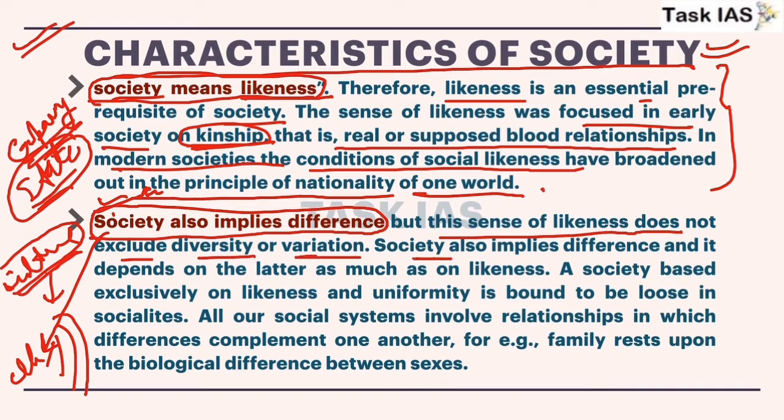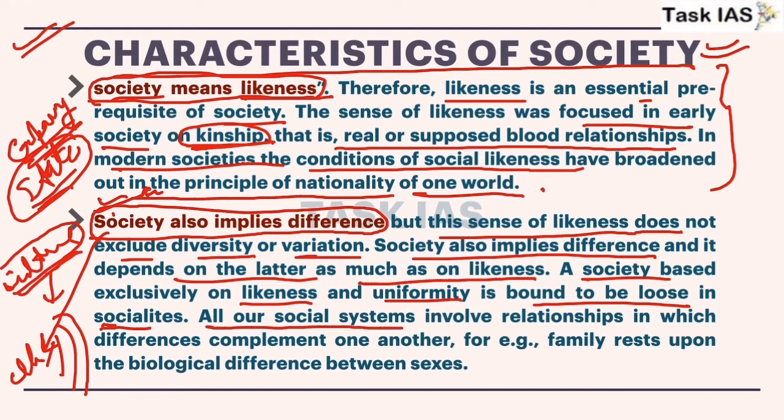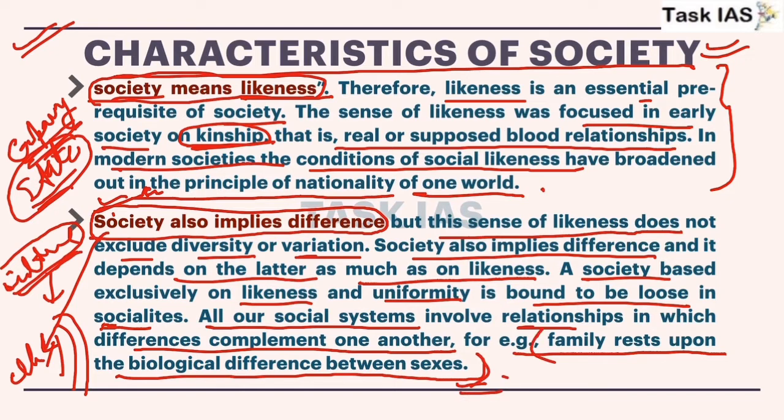But this sense of likeness does not exclude diversity or variation. Society also implies differences, and it depends on the latter as much as on likeness. So likeness and diversity are both equally important parts of any society. A society based exclusively on likeness and uniformity is bound to lose its sociality. It shows that it is important to have diversity. All our social systems involve relationships in which differences complement one another. For example, the family rests upon the biological differences between sexes. So it is important to have differences, and we also respect those differences.